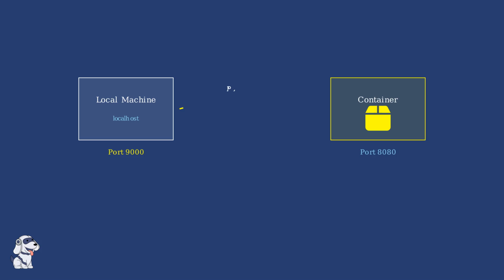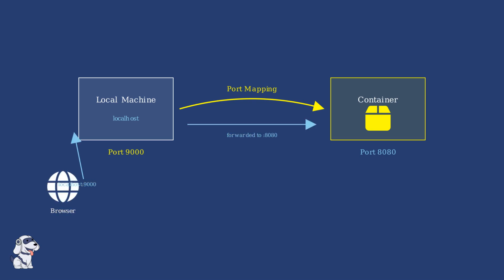Now let's see how this works in practice. When you make a request to localhost:9000 in your browser, Docker forwards that request to port 8080 inside the container. Here's the complete request flow. Your browser sends a request to localhost:9000. Docker receives it and forwards it to the application running on port 8080 inside the container.